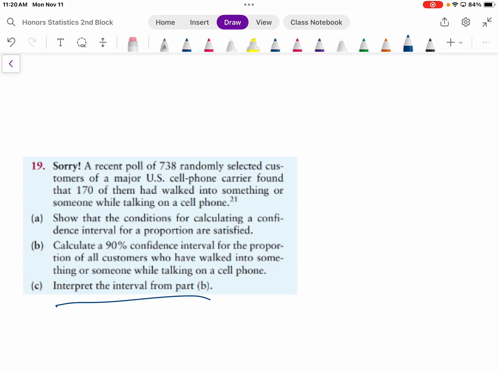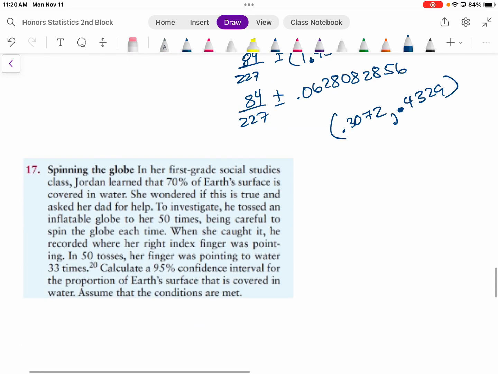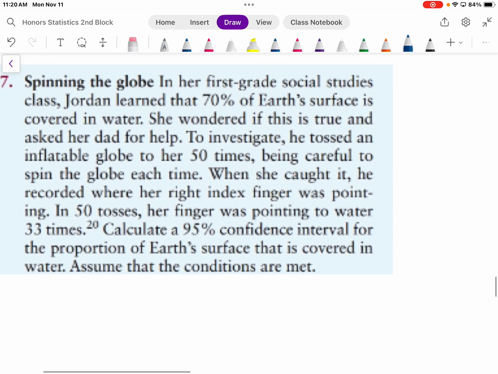So here's one about Jordan. In her first grade social studies class, Jordan learned that 70% of the Earth's surface is covered in water. She wondered if this was true and asked her dad to help. To investigate, he tossed an inflatable globe to her 50 times, being careful to spin the globe each time. That helped with the randomness.